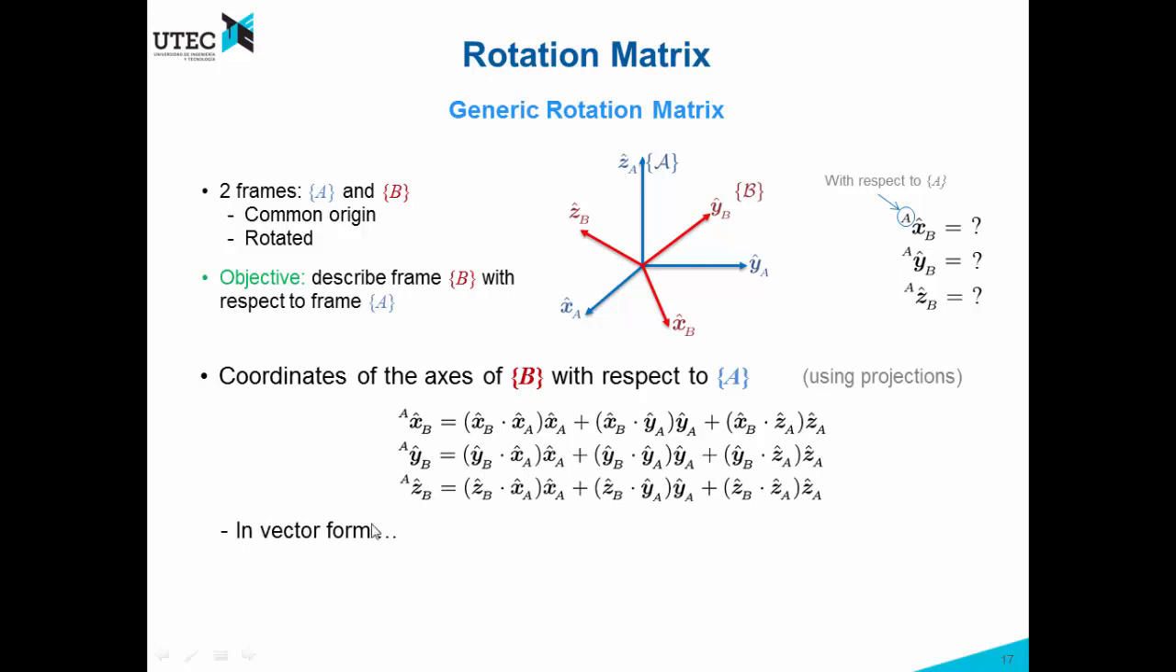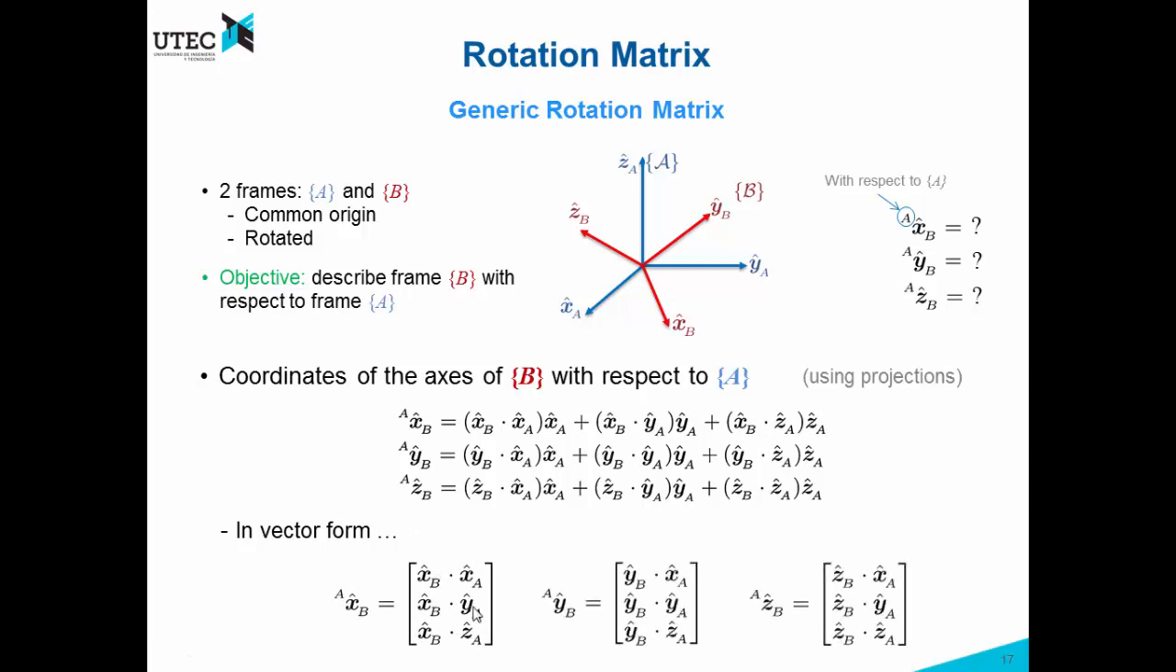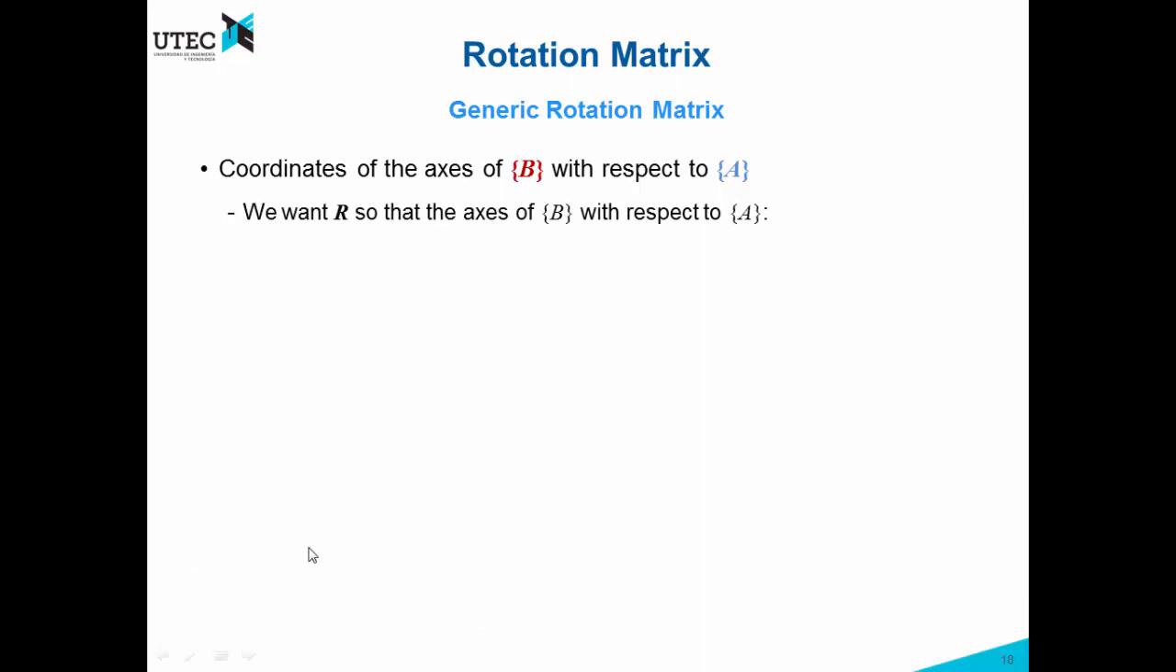Now we can represent this in a vector form. For example, for this first element, this would be the first component, the second component, and the third component. And we do the same for all the other elements, for Y and for Z. Now we want to find one matrix R, so that the axis of B with respect to A follow the following convention. We want X of B in frame B to be multiplied by this R and to get the same vector but now in frame A. We want the same for Y. If Y is in frame B, we want to multiply with R and obtain the same Y but now in frame A. And we want the same for Z.